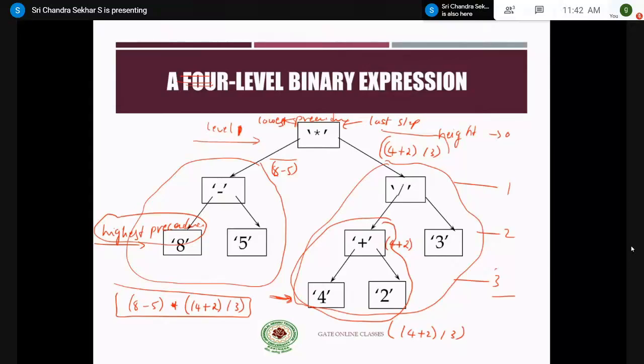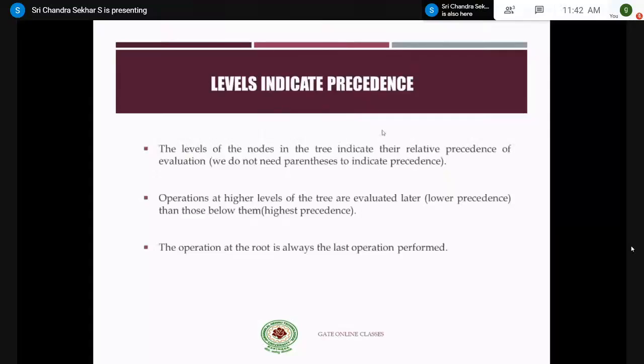Therefore you have to evaluate the root at the last step only. The first step of evaluation of expression trees is to start with the lowest level. The lowest levels have the highest precedence, and as a last step you evaluate the root node. Therefore the root has the lowest precedence, which is a very important concept in expression trees, right? This is what is discussed in this slide. The levels of the nodes in the tree indicate the relative precedence of evaluation. We do not need parentheses to indicate the precedence. This is very important. That's the reason why compilers make use of these expression trees. Why? Because they are not comfortable with the parenthesis concept, right?